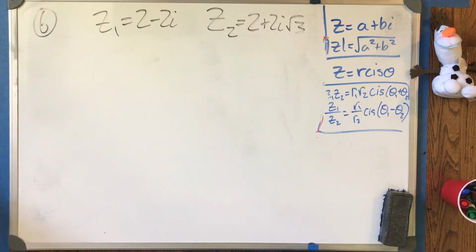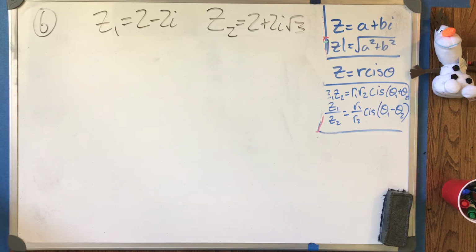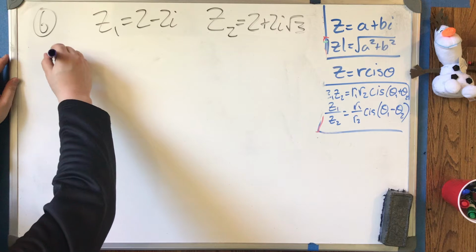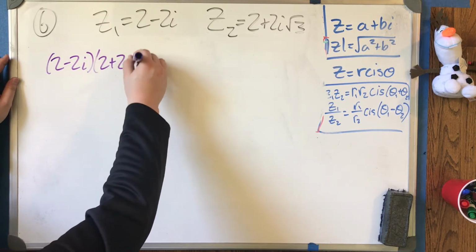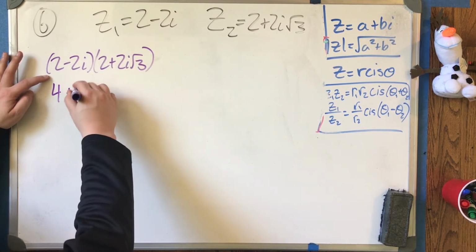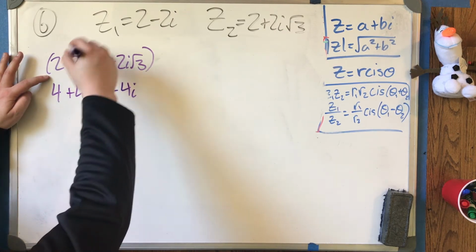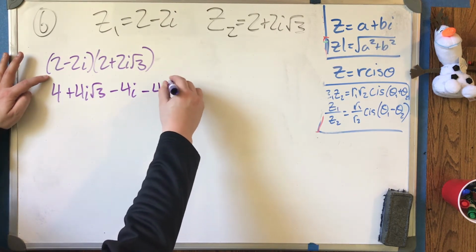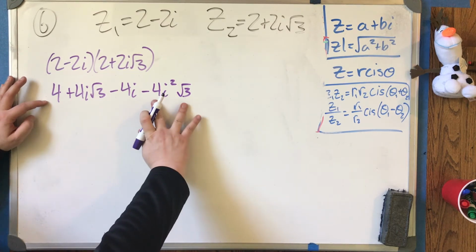6 wants us to do the product and quotient of these two complex numbers using standard form and using the trig form. So let's just do the standard form first. When I do multiplication, I'm going to have 2 minus 2i times 2 plus 2i rad 3. Hate it already, got to FOIL, that's 4, plus 4i rad 3 minus 4i, and then minus 4i squared rad 3. And then I'll just group non-I terms together.